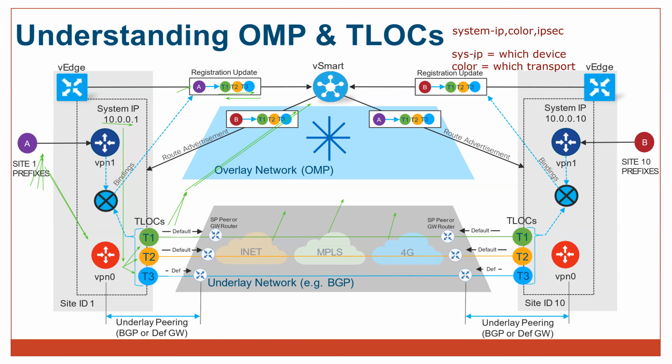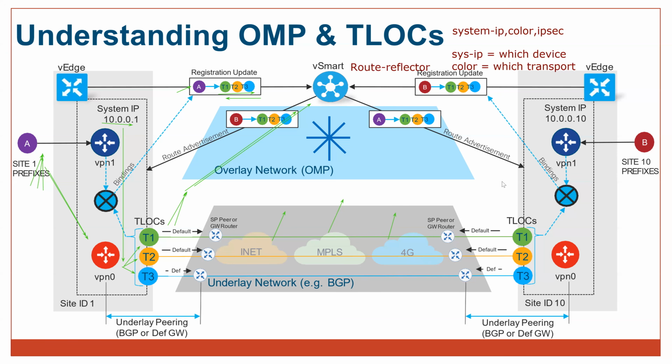Because again, VSmart is working just as a route reflector. VSmart has to reflect that route to other branches with an OMP update. So in the next portion you can see that VSmart is sending the route advertisement to the other side.